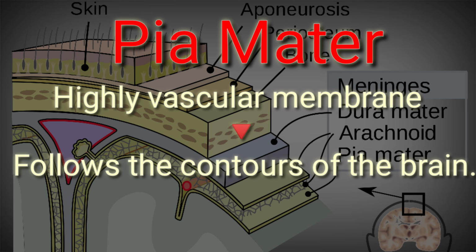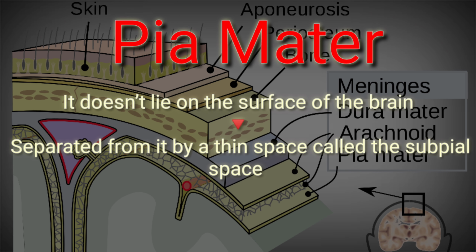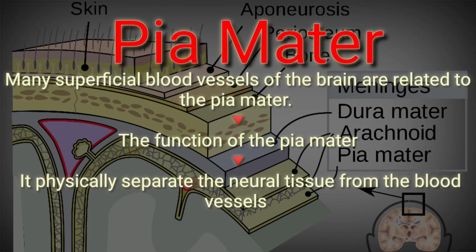And here, the second one is Pia Mater. The cranial Pia Mater is a highly vascular membrane that closely follows the contours of the brain. It does not lie on the surface of the brain directly, but rather is separated from it by a thin space called the subpial space, formed by the end feet of the astrocytes, that is glia limitans. Many superficial blood vessels of the brain are related to the Pia Mater. The function of the Pia Mater is to physically separate the neural tissue from the blood vessels in the subarachnoid space.